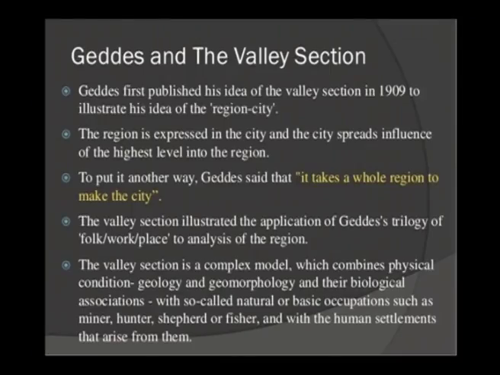And the next thing he came up with was his idea of the valley section. He first published this idea in 1909 to illustrate his idea of the region city. The region is expressed in the city, and the city spreads influence of the highest level into the region.